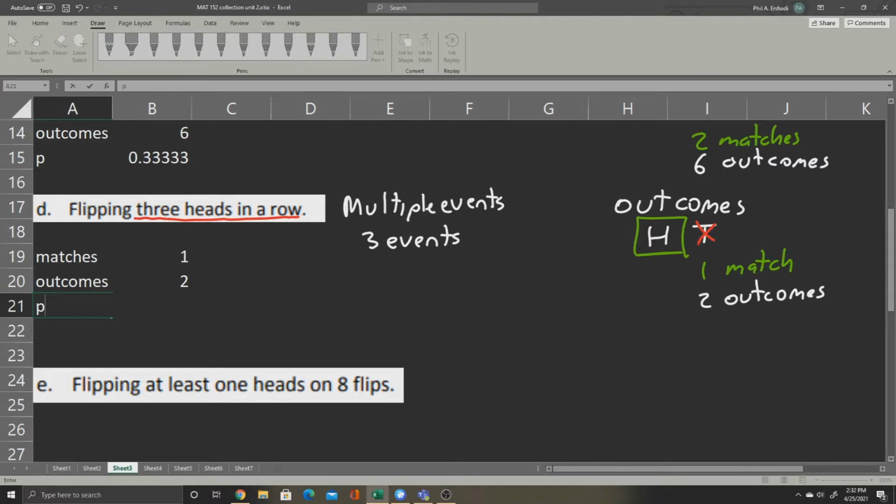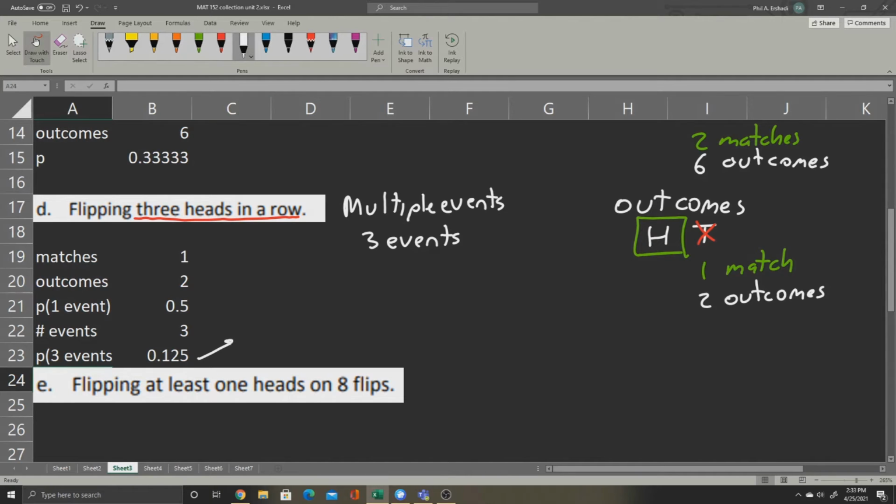We can say that the probability for one event, we'll say equals the number of matches divided by the number of outcomes. Now, let's also take into account that we have more than one event. We have 3 events because we're flipping it 3 times in a row. So the probability of doing that for 3 events is going to equal the probability we found for one event, and then exponent, shift 6 is the exponent key, to the number of events. This will give us 0.125.